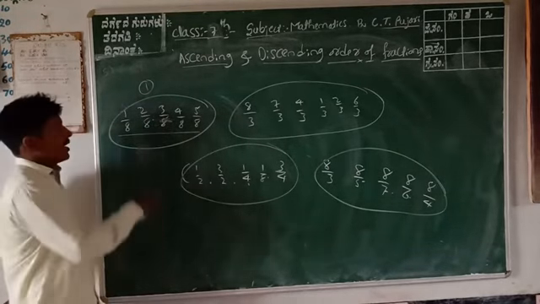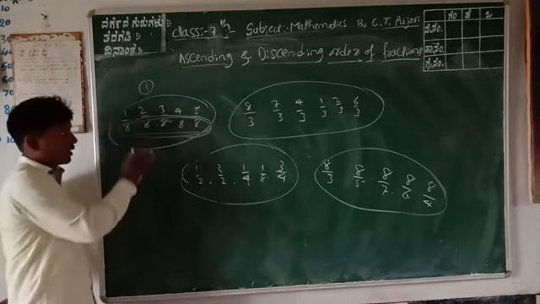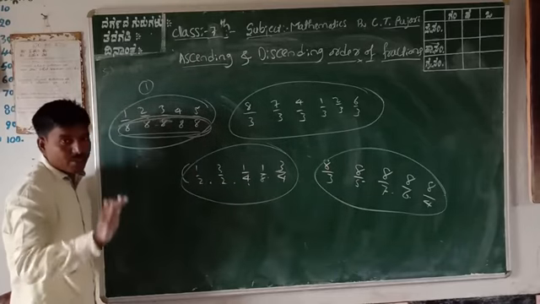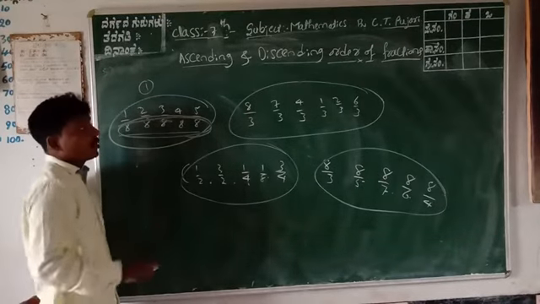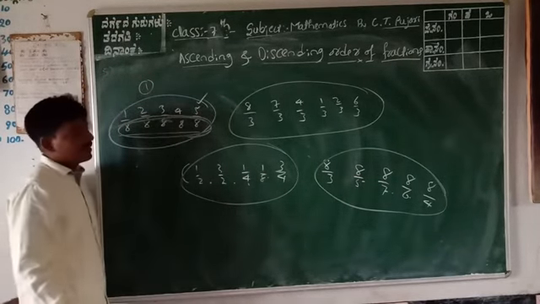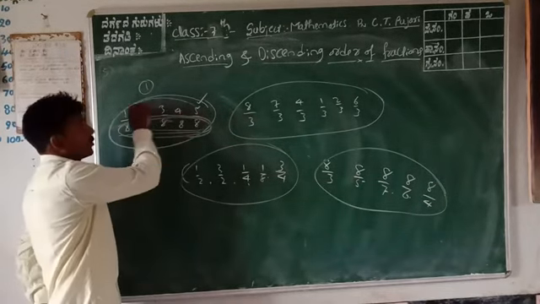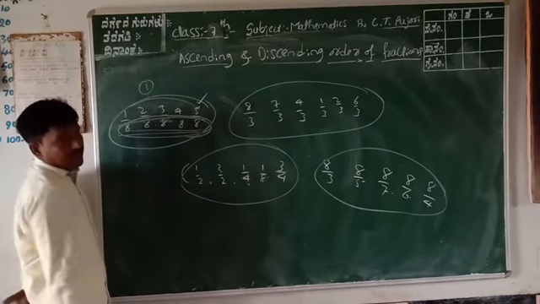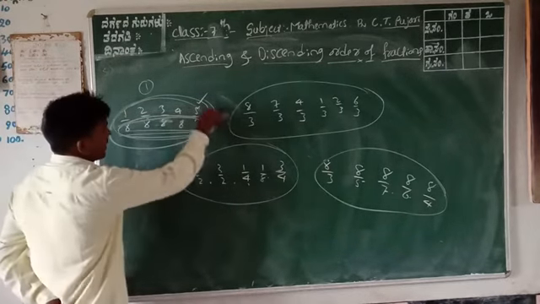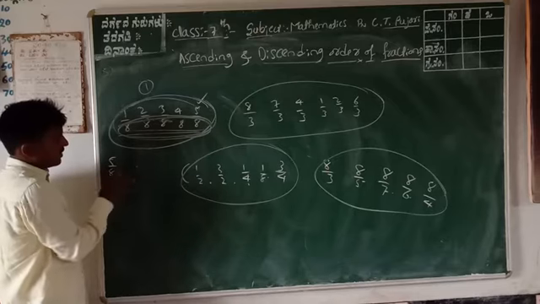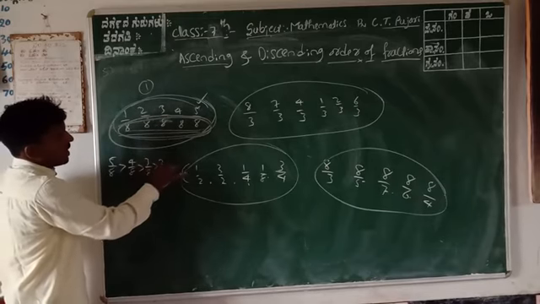First rule: in a group of fractions where all the denominators are the same, you can compare only the numerators. Which numerator is bigger, that fraction is bigger. When all denominators are the same, you compare only the numerators. 5 is greater, next 4, 3, 2, and 1 is smaller. Therefore, in descending order it is 5 by 8, then 4 by 8, 3 by 8, 2 by 8, 1 by 8.